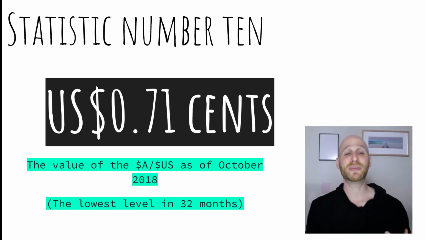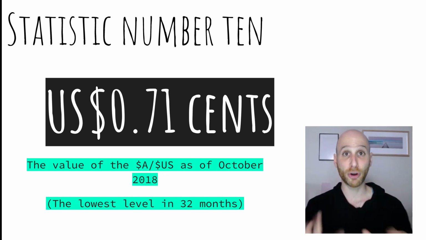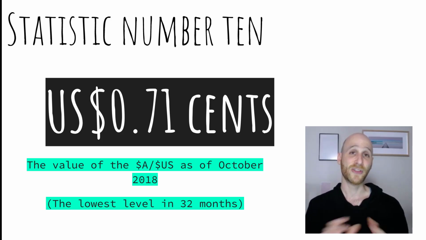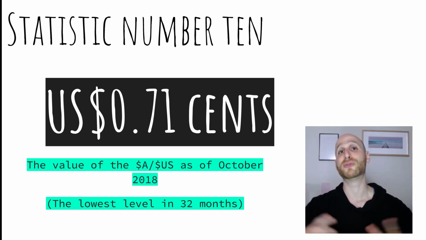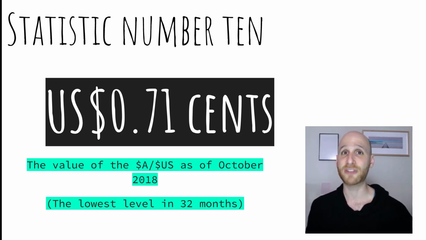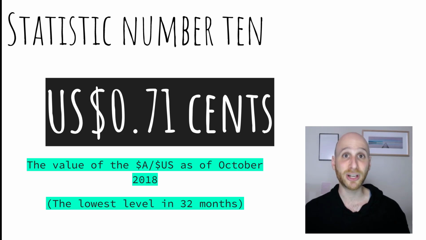Now, statistic number 10 is US 71 cents. This is the value of $1 Australian dollar as of October 2018. This is the lowest level in 32 months. Now, obviously, this number is going to change before the HSC exam, so you need to know the exact number, but it is worth looking at the fact that the Australian dollar has been steadily depreciating against the US dollar.